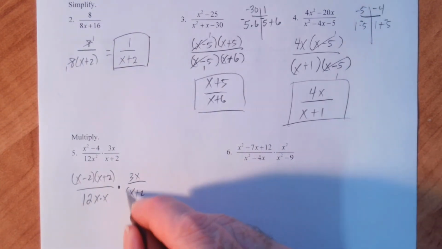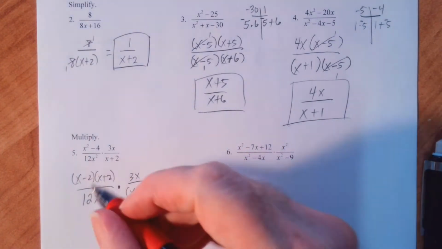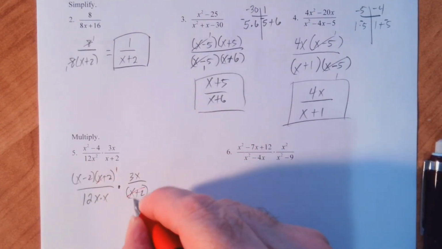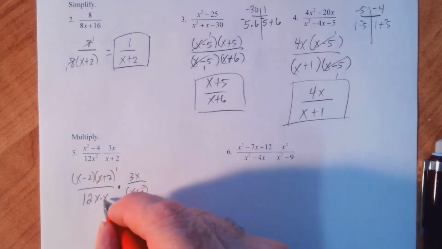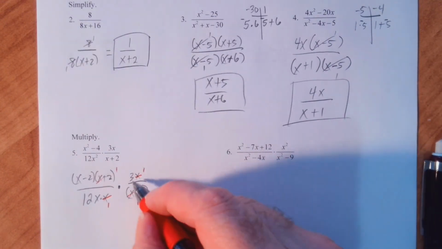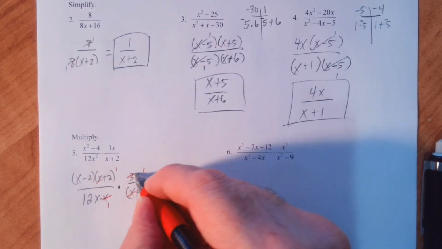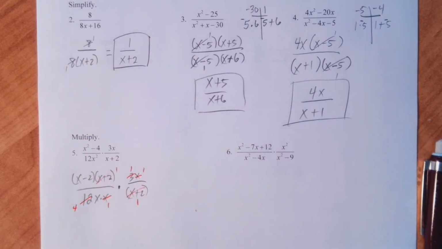Now when I cancel, I like to put parentheses around what I have. So I'm going to cancel the x plus 2's. It's always something in the numerator with something in the denominator. Notice the x's here also cancel. And in fact, how about the 3 and the 12? You can divide by 3, you get 1. Divide 12 by 3, you get 4.